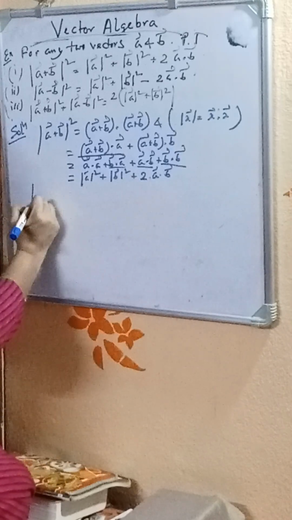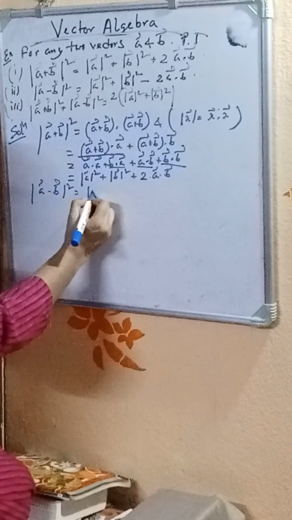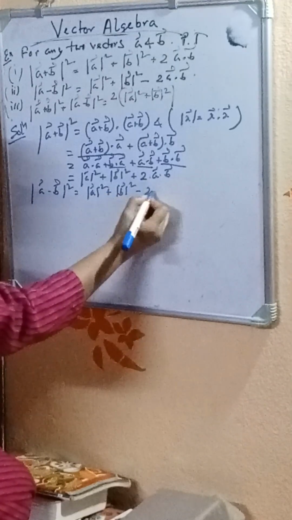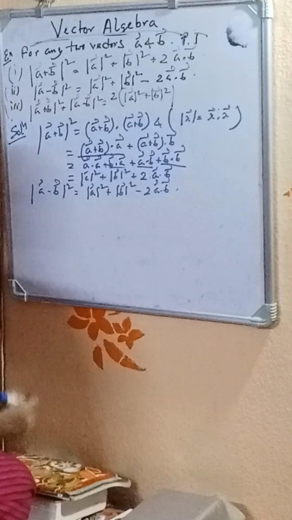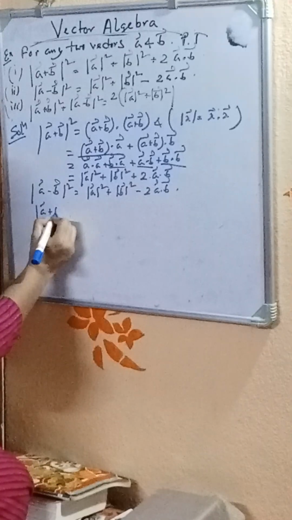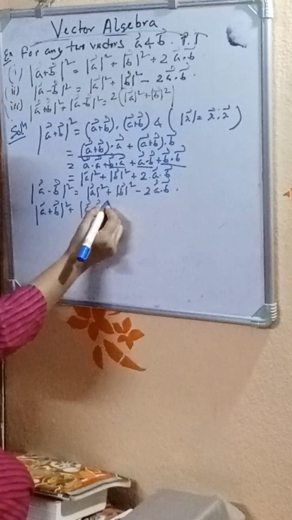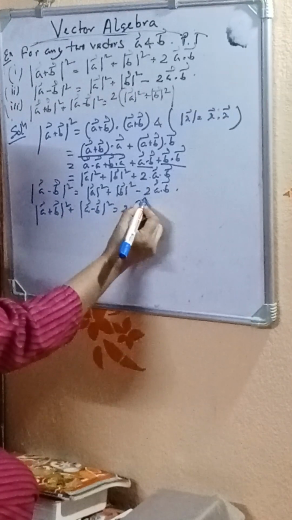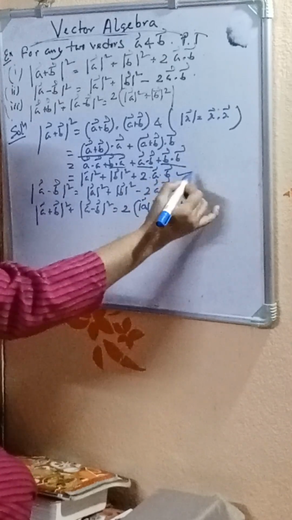Similarly, we can prove that modulus of A vector minus B vector squared equals modulus of A vector squared plus modulus of B vector squared minus 2 A vector dot B vector. Adding the two, we get modulus of A vector plus B vector squared plus modulus of A vector minus B vector squared equals 2 times modulus of A vector squared plus modulus of B vector squared. These two terms will be cancelled.